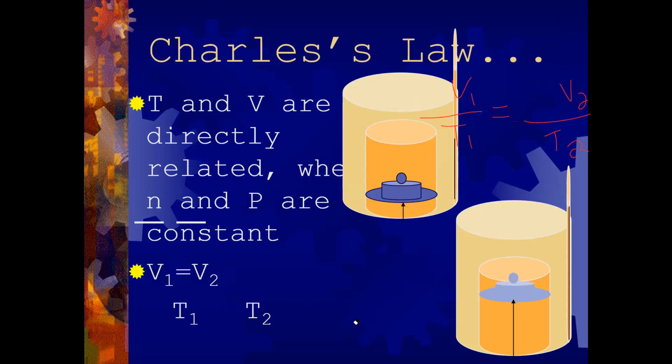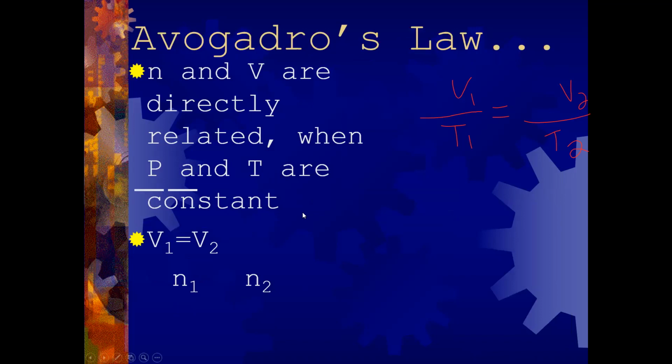And that's supposed to be over T2, but for some reason it keeps moving on me. But that's how it is. And the next one would be Gay-Lussac or Amonton's law. And that one is the one that's constant. And remember, oh, I forgot about Avogadro's law. With Avogadro's law, you have N and V that are directly related, and P and T are the constants.